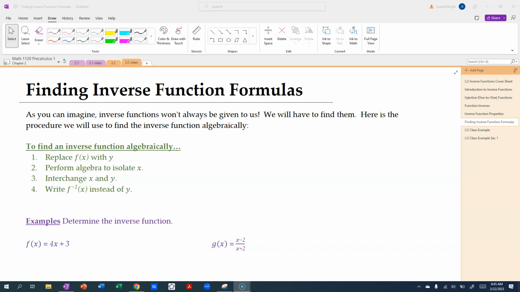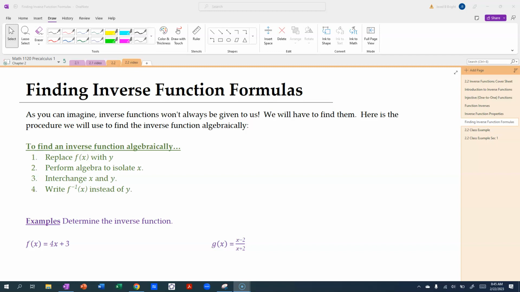In our study of inverse functions, we have purposely, until now, avoided finding inverse functions algebraically because there's a lot of other things that we can do without actually worrying about the formula. But at some point, we need to worry about the formula, right? So here's how we're going to go about finding the inverse function.